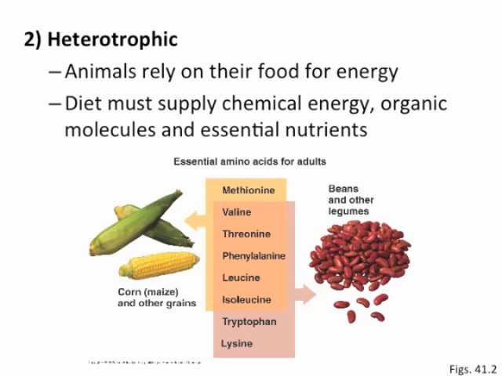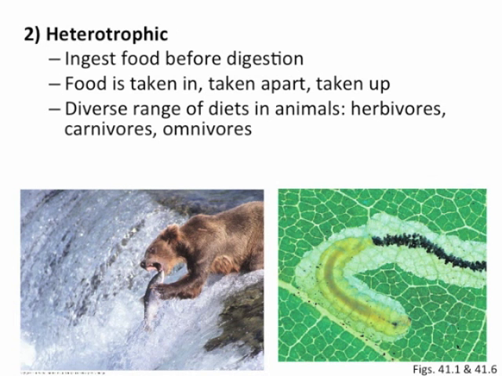All right. We also get things like minerals, vitamins, essential fatty acids, some other things from eating food. Okay. So animals ingest their food before digestion, so they need to take it into their body somehow. Food is taken in, then taken apart, and then taken up. And that's basically a process that's very similar for the majority of animals.